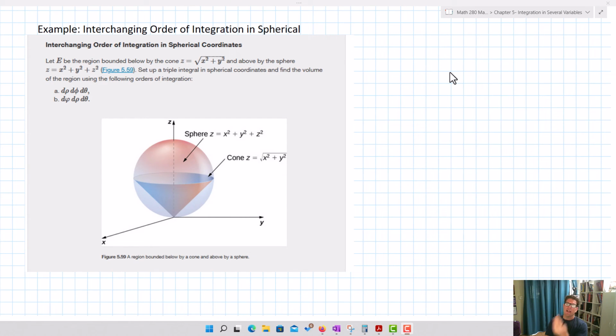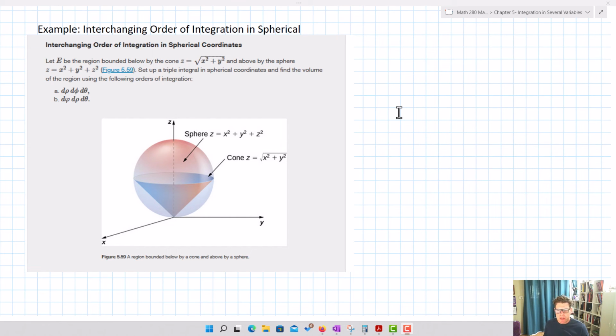So now let's take a look at another example. Let's look at different ways that we can order our values using spherical. Let's say we have E as the region that's bounded below by the cone z equals the square root of x squared plus y squared, and above by the sphere z equals x squared plus y squared plus z squared. Okay, and we're going to set up a triple integral in spherical coordinates and find the volume of the region using the following orders of integration. Actually, we should make that z. So there's a little bit of an issue here.